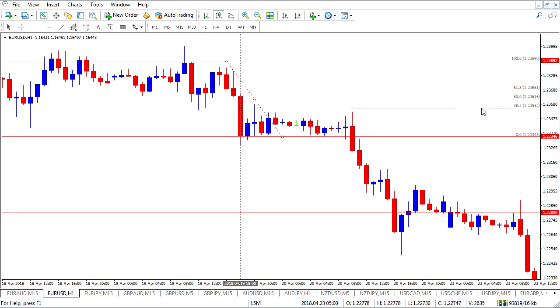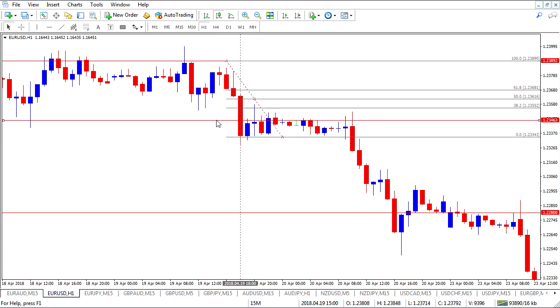38.2% line here. What I'm looking for is to not enter on the close of this candle, but instead to wait for a retrace up to that 38.2% level. And I will enter at that point. That becomes my entry. My stop loss remains the same. My take profit remains the same.